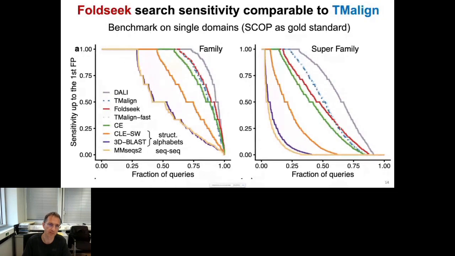And you see in here, DALI is more sensitive than Foldseek, which is as sensitive as TMalign and a bit more sensitive than CE, whereas the CLE library is here much less sensitive, and even less sensitive is the simple sequence aligner MMseqs. And on a superfamily level, this looks relatively similar, only with a bit less performance.